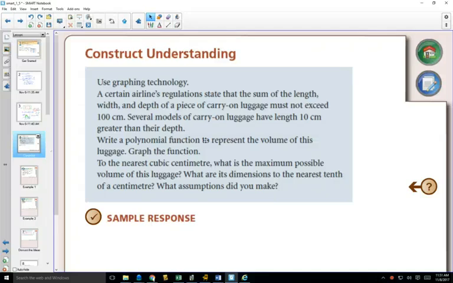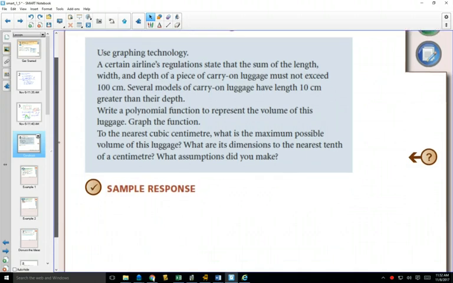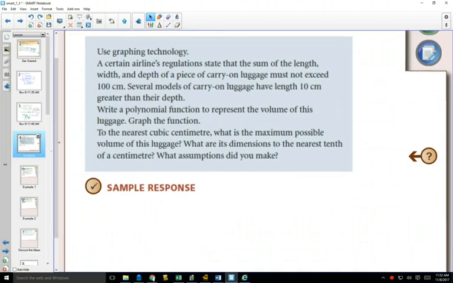What we find with these real-life max-min problems that we're going to work with is that at the start, it's really important to draw a diagram. Draw some sort of picture that represents what you're working with. In this example, we're doing a piece of carry-on luggage. So I can draw my suitcase.